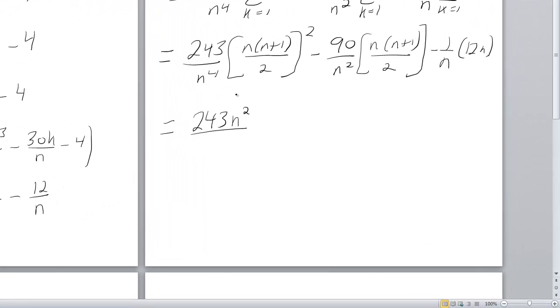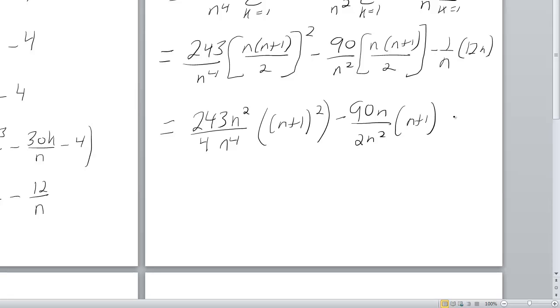Now again, 2 squared is 4. So we have to make sure we have 4 here, n to the fourth. And then all we have left is n plus 1 squared on the inside, because the n squared went out, the 2 squared went out. Minus, here we have a 90n over 2n squared. So all that's left is the n plus 1. Minus 12n over n for the last one.